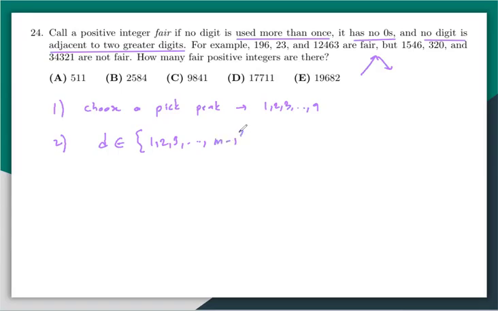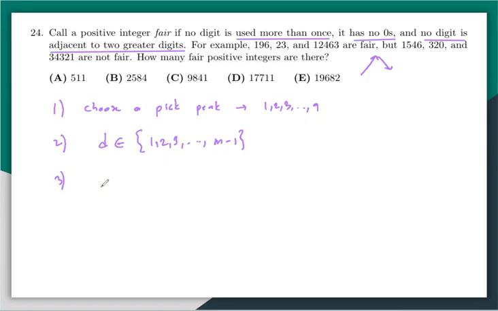So what is m? M is the number that you choose on the first step. Let's say you choose 3. That means your D, the second number you're choosing, could only be 1 and 2. Okay, that is the option. If you choose the first number as 9, then you can choose 1 through 8. So you have that many options.